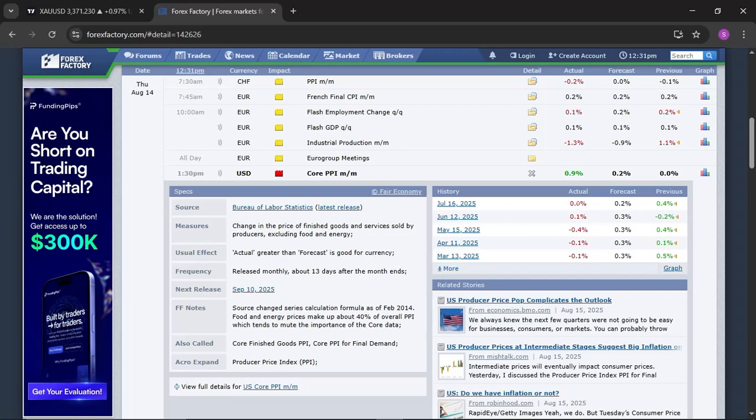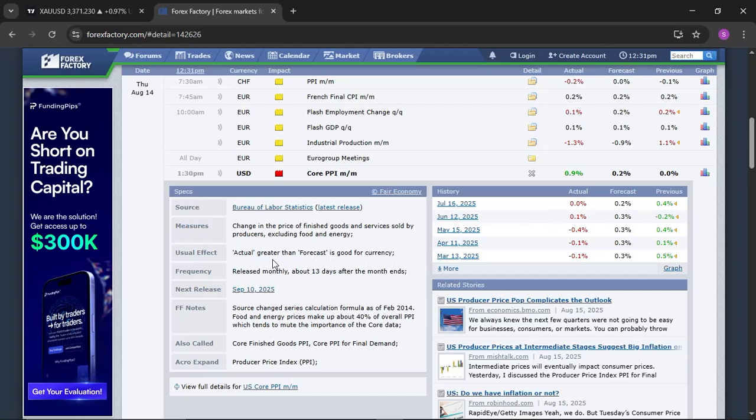If it comes out red, buy gold. If it comes out green, just sell gold. If it comes out red, that is negative, you buy gold. If it comes out green, that is positive, you sell gold. I hope this is clear. But the condition is it has to be actual greater than forecast.